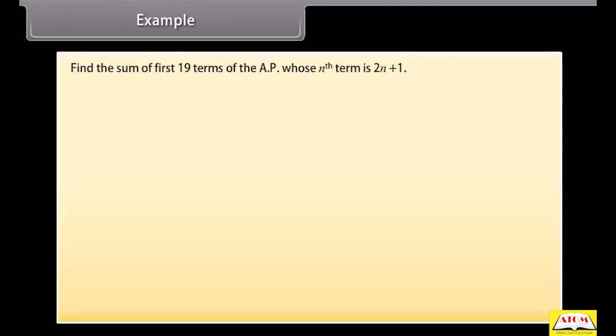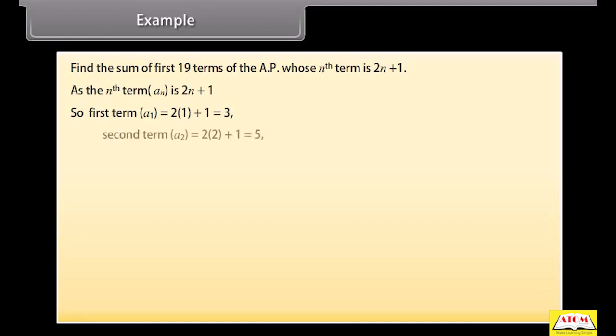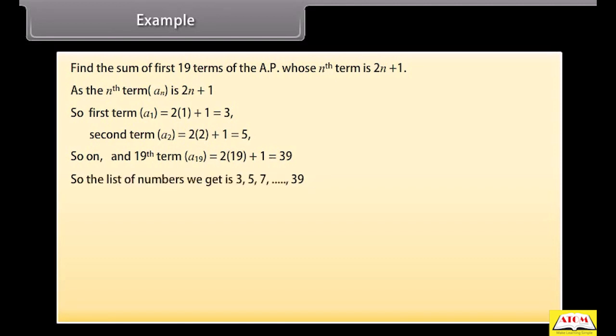Find the sum of the first 19 terms of the AP whose nth term is 2n plus 1. As the nth term an is 2n plus 1, the first term a1 is equal to 2 into 1 plus 1, which is equal to 3. The second term a2 is equal to 2 into 2 plus 1, which is 5, and so on. And the 19th term is equal to 2 into 19 plus 1, which is equal to 39. So the list of numbers we get is 3, 5, 7, and so on, up to 39.